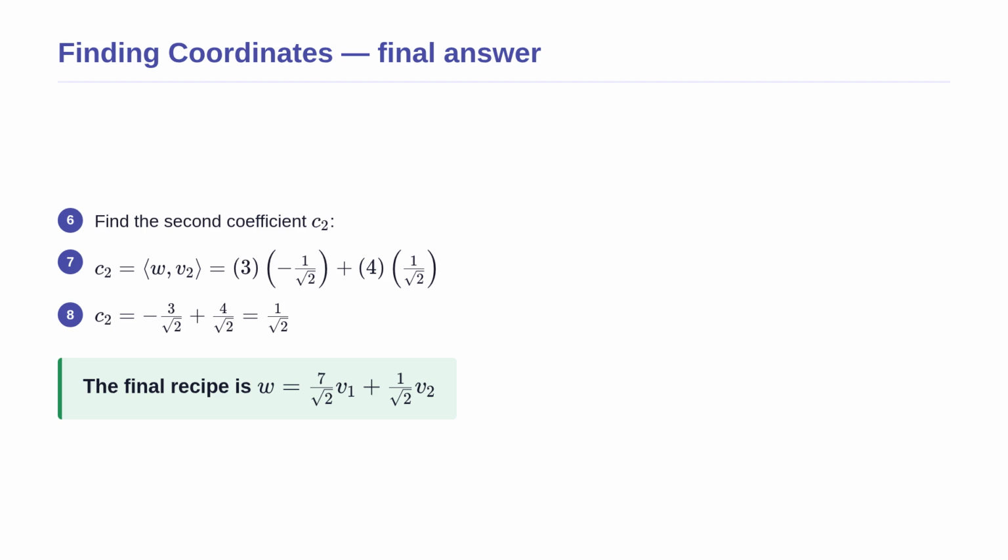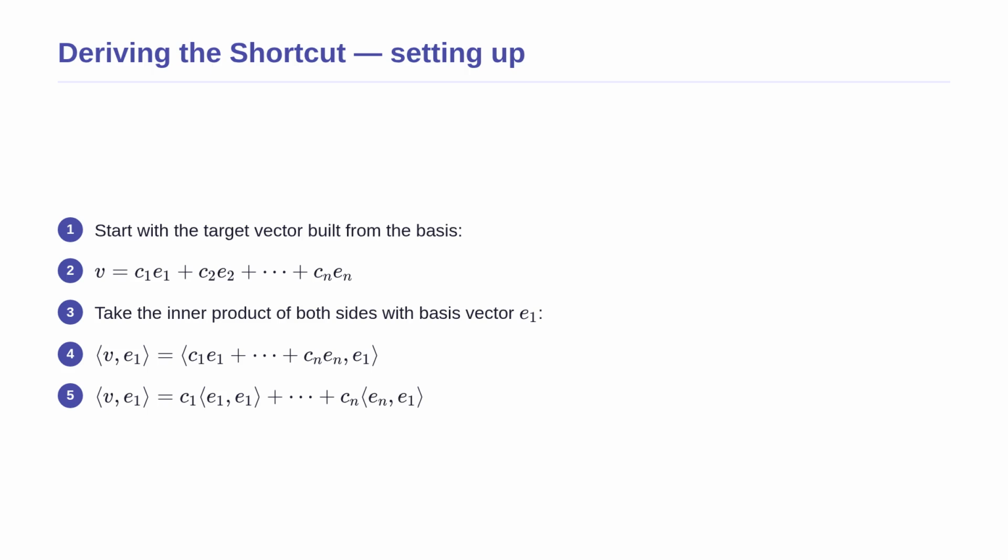We now have both of our coefficients. By simply calculating two quick dot products, we found the exact recipe to construct our vector. This demonstrates the incredible time-saving power of working in an orthonormal system. Now that we have used this formula successfully, let us understand where it comes from.